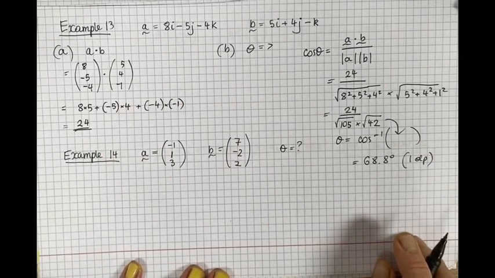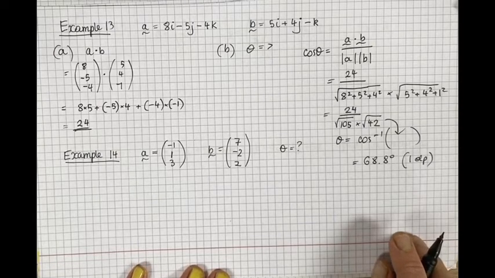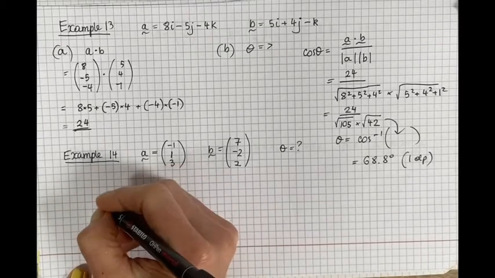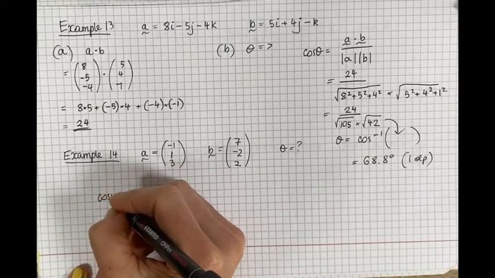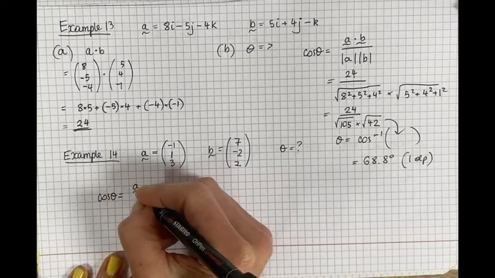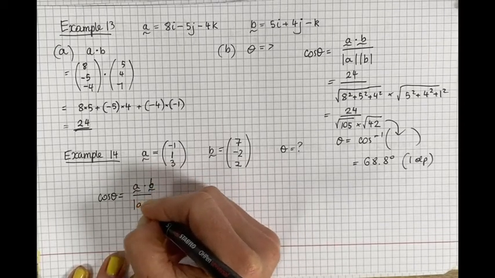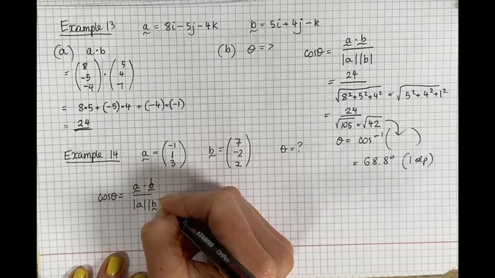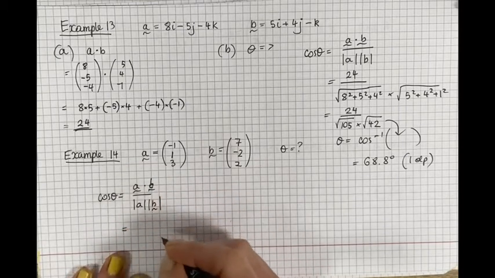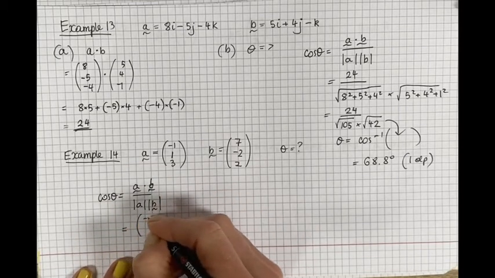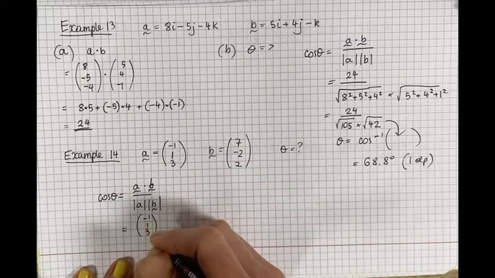Moving on to example 14. You've got two vectors and we need to find the angle between the two vectors. Just put it straight away into the cos theta formula. Always quote the formula: a dot b over modulus of a multiplied by modulus of b. I like to write it like this first.